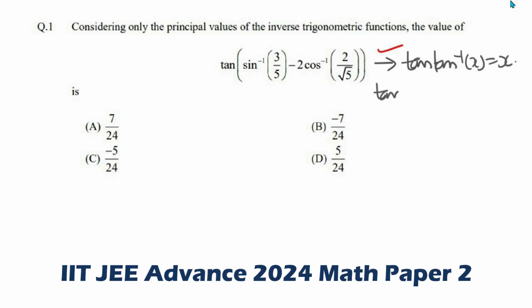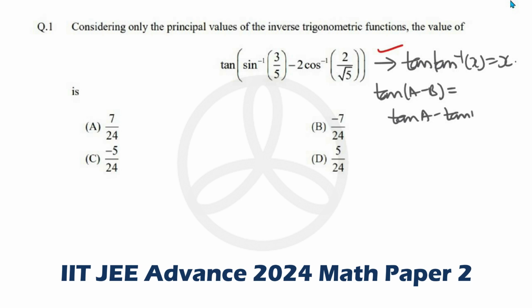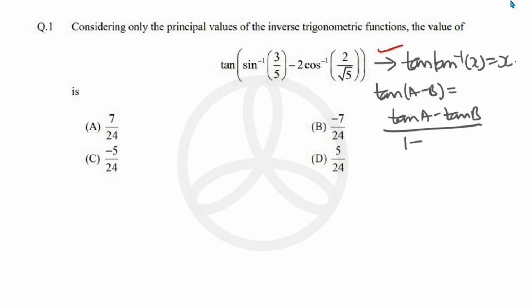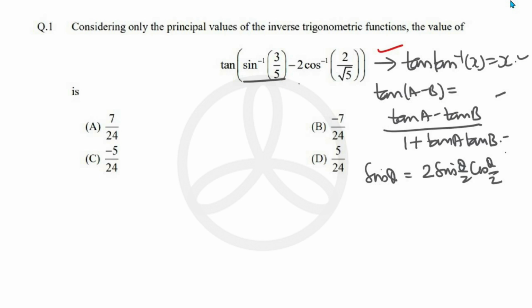The second is tan(a minus b) is equal to (tan a minus tan b) divided by (1 plus tan a tan b), and third is the half angle formula, which is sine theta equals 2 sine theta/2 cos theta/2. Quickly apply these three and we will arrive at our solution. Let us assume this as a and this one as b.